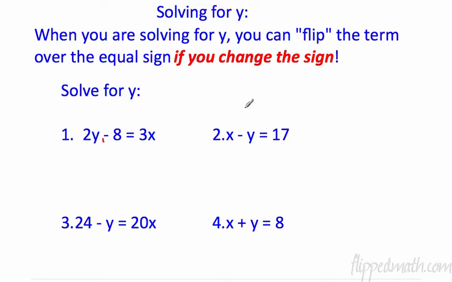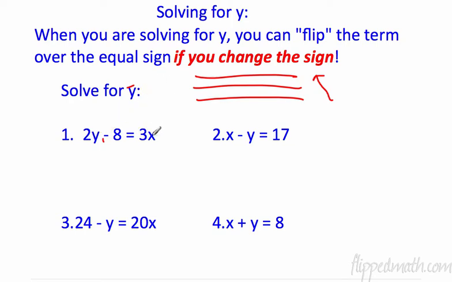Is he a bully? All right, the last trick I'm going to teach you is solving for y. The rule says that when you're solving for y, you can flip the term over the equal sign if you change the sign. This is really important. Please change the sign, or you're going to go back and Sully and Brust are going to be very mad at me. Let me show you how it works.